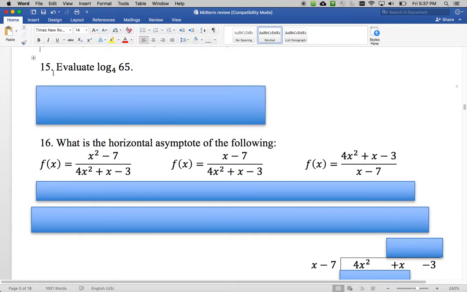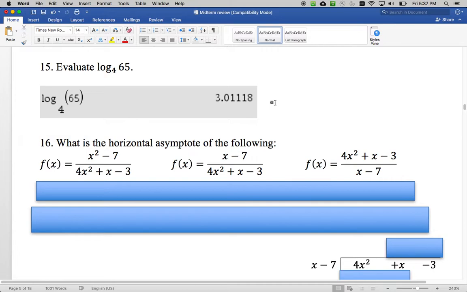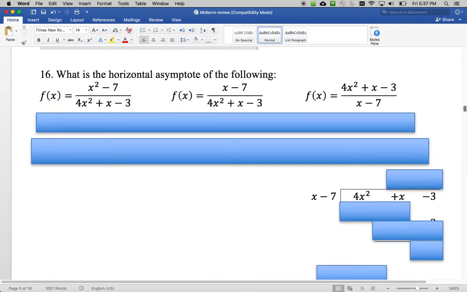All right, evaluate log base 4 of 65. Everybody just plugs it into the calculator. If you need help remembering how to find log on the calculator, I will show you in the in-class review. 16, what is a horizontal asymptote of the following?